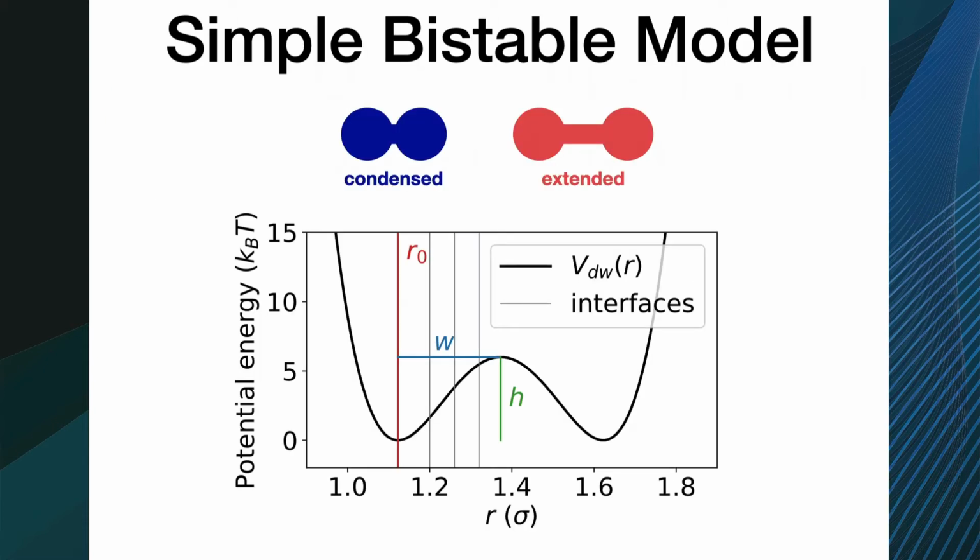Just to remind you what we've been doing before, we had looked at this simple bistable double-well dimer model where we have a condensed version and an extended version of this dimer. It's in a bath of other particles. It's described by this simple double-well potential. We're going to look at doing TIS, transition interface sampling, with this model, and we're going to see how we can calculate rates using TIS.